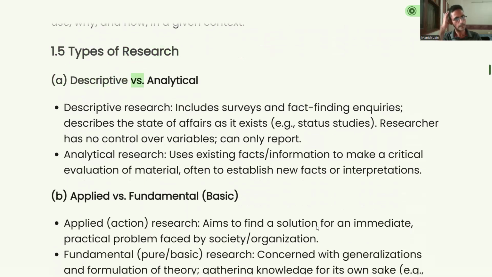A. Descriptive versus analytical. Descriptive research includes surveys and fact-finding inquiries, describes the state of affairs as it exists, e.g., status studies. Researcher has no control over variables, can only report. Analytical research uses existing facts, information to make a critical evaluation of material, often to establish new facts or interpretations.